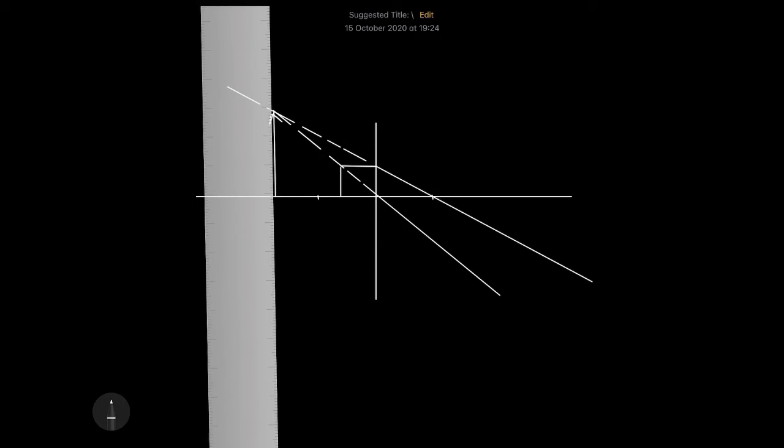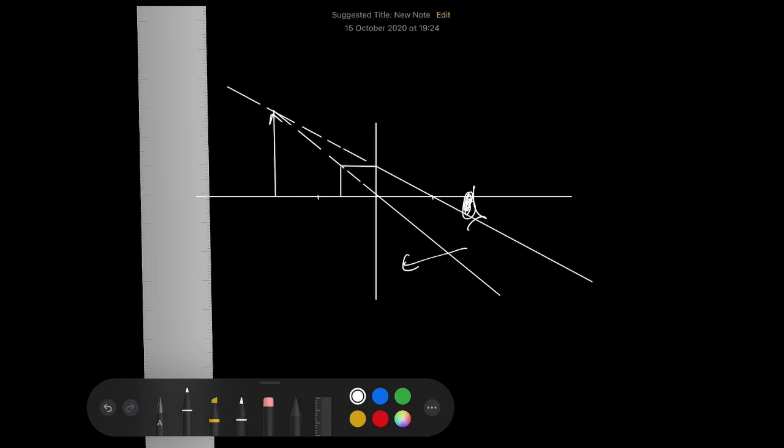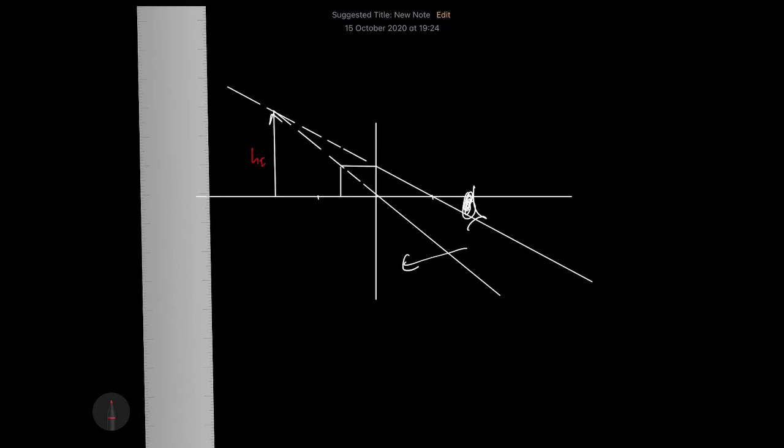Now the eye is here. Actually the eye is much closer to the lens here, but just for the sake of showing it here, we just show the eye here. And so this is your image, this is your object, and this eye is actually very close. So this angle is the angle subtended at the eye by the image.